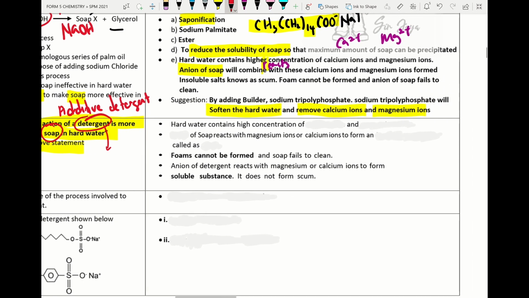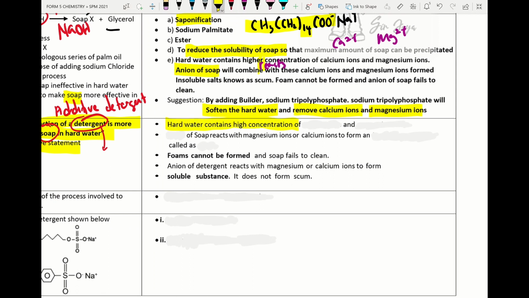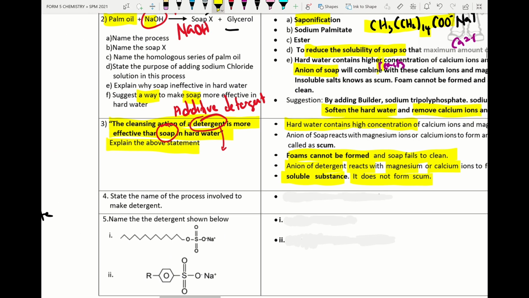Why? Always start with: hot water contains a high concentration of calcium ion and magnesium ion. The anion of soap will react with calcium ion and or magnesium ion to form insoluble salt known as scum. Foam cannot be formed, thus soap fails to clean. The anion of detergent will react with calcium ion and magnesium ion to form soluble salt. It does not form scum. All right, so please check this answer.